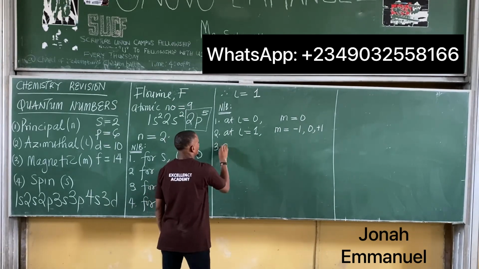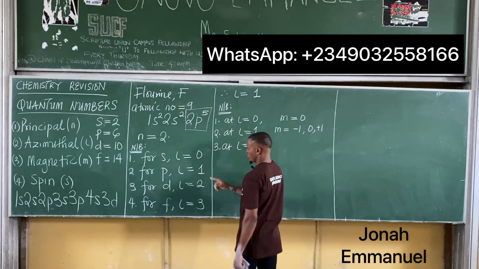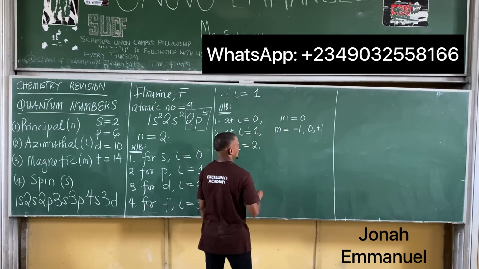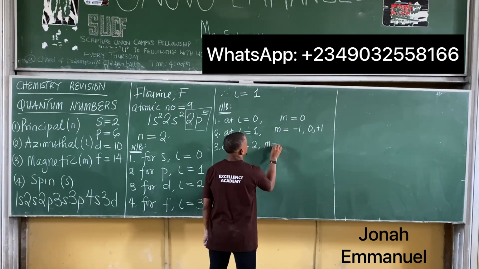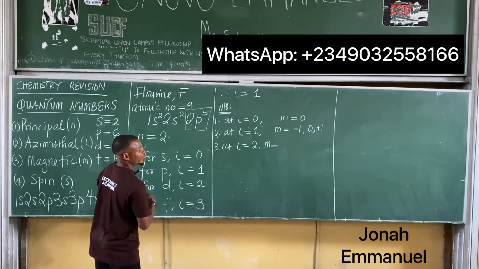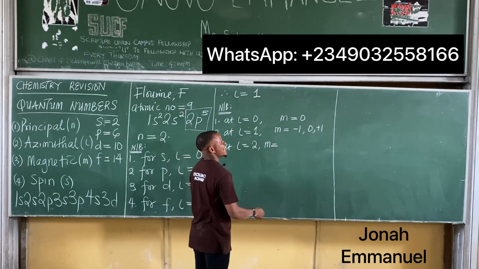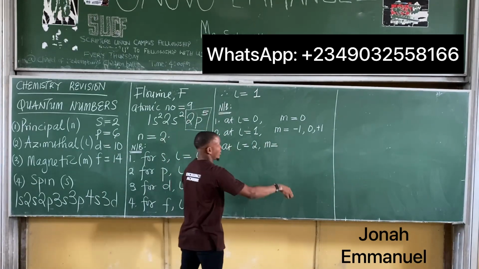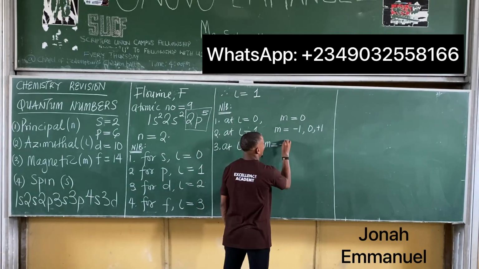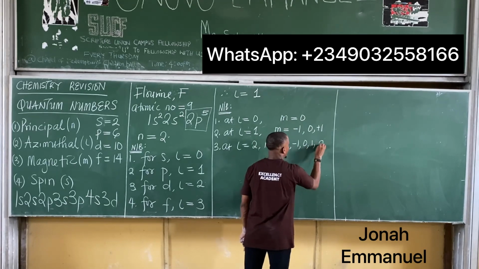Number 3, at L equal to 2, because L can be only 0, 1, 2, 3. At L equal to 2, M is equal to, look at please. The idea is simple. I'm starting from the negative of that number to the positive. So when it was 1, I start from minus 1 to plus 1. For 2 it becomes minus 2, minus 1, 0, plus 1, plus 2.